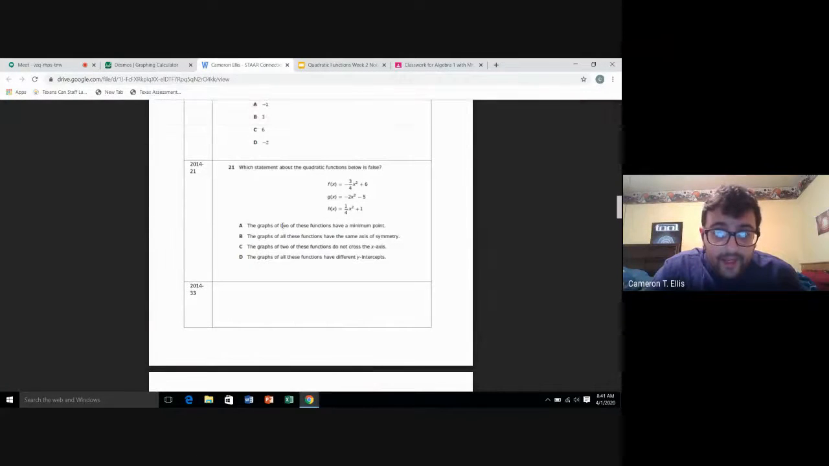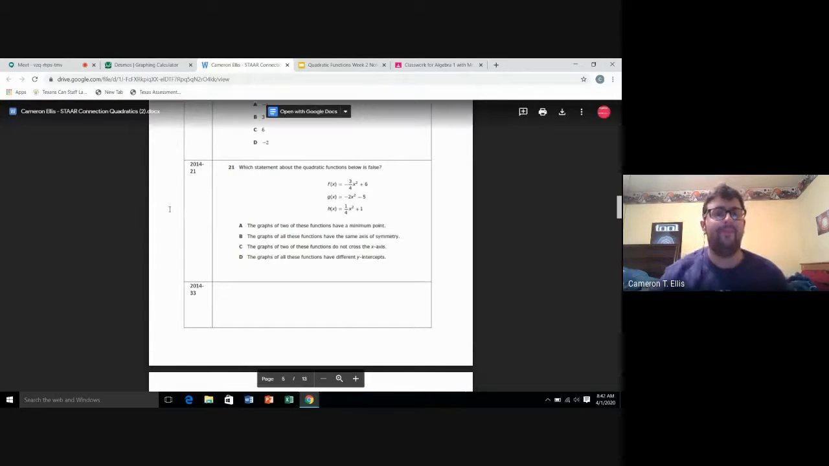But it says two of these functions have a minimum point. Therefore, two of these functions need to be positive on the x squared. And we only have positive 1/4 x squared. I got two negatives up top, right? So only one of these functions has a minimum point. So I think it could be A.